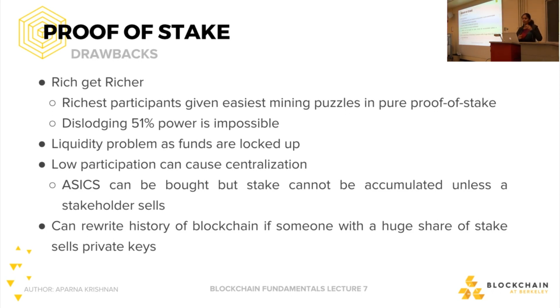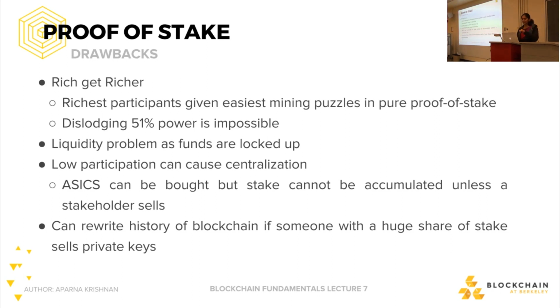And this leads to another issue: dislodging 51% power is impossible, because if I had 51% power and I kept getting richer, my stake in the system is constantly increasing. So how are you going to overthrow me? Unless you maybe hard fork. Another issue is your funds are locked up, so you can't really liquidate them very quickly.